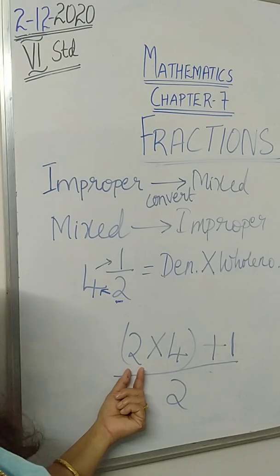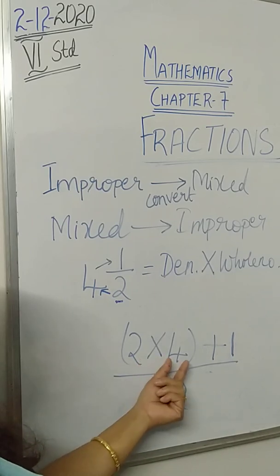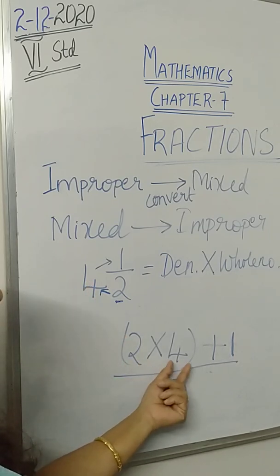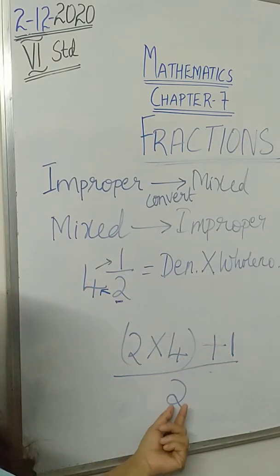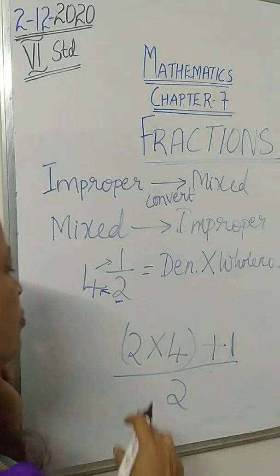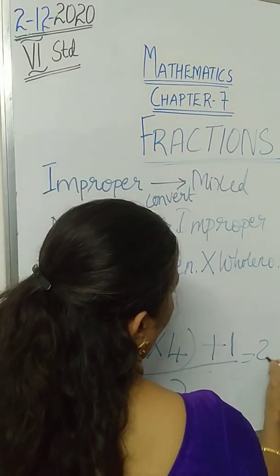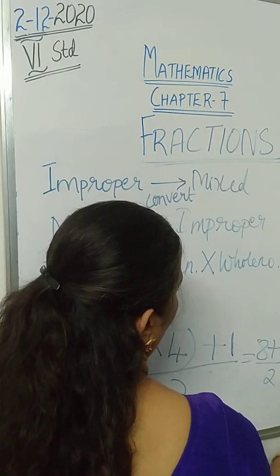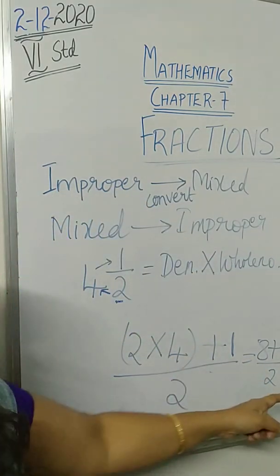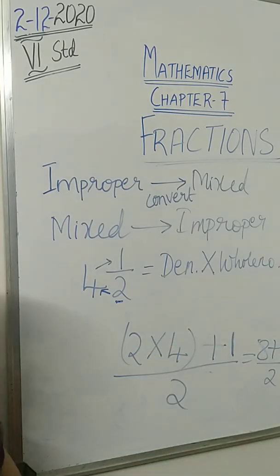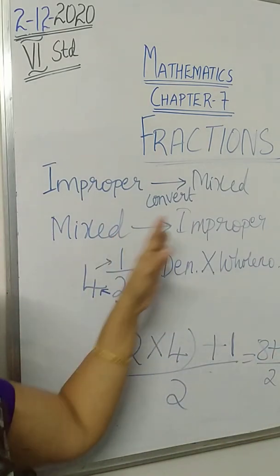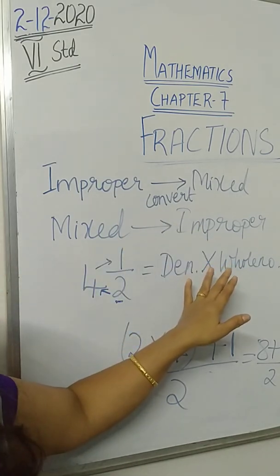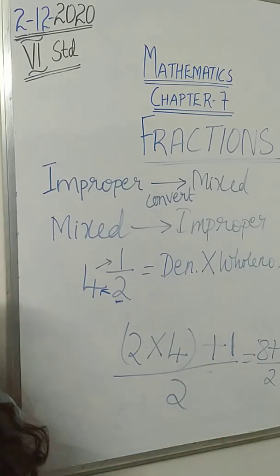So, we are going to convert it: 2 into 4. That is, 2 is the denominator, 4 is the whole number. Multiply these two and add it with the numerator. Write it with the same denominator. So, 2 4s are 8. 8 plus 1 by 2. So, we have got 9 by 2. Do you remember what we got here? We had started with the improper fraction 9 by 2. Yes. We converted into mixed fraction 4 1 by 2. The 4 1 by 2, again when we convert it into improper, we got 9 by 2.